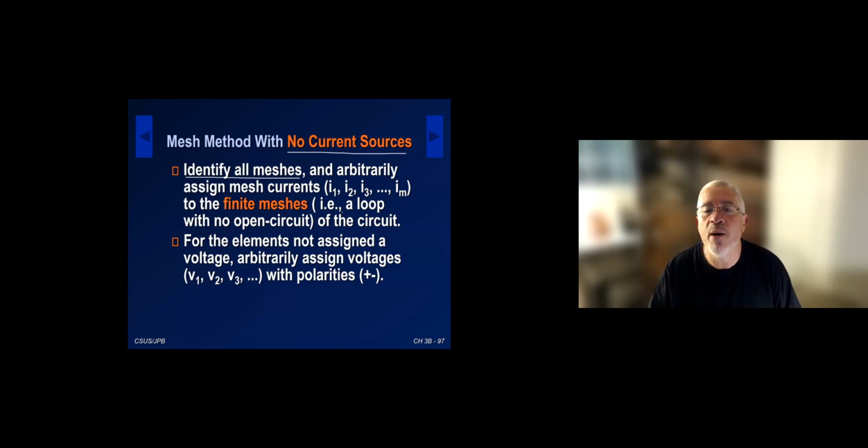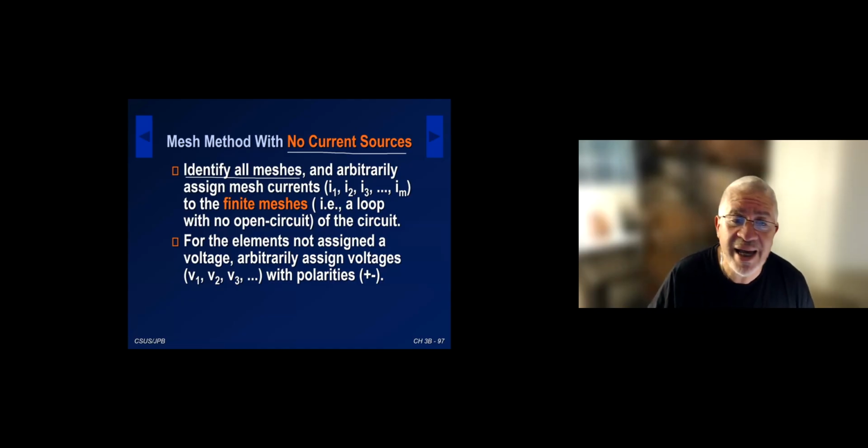And then we're going to arbitrarily assign mesh currents, some textbooks call them loop currents. We're going to call them mesh currents. We're going to assign them arbitrarily, but we're going to make sure that we don't duplicate I1, I2, I3, and so on. These mesh currents are going to be our unknowns. They're the currents we solve for.